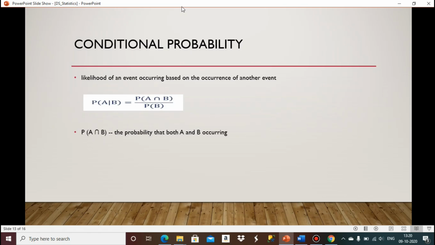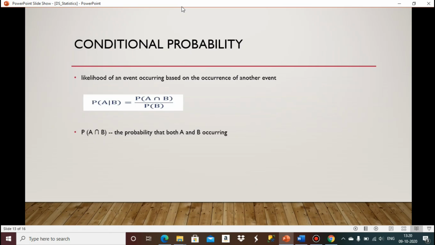Hello everyone, welcome back. We will continue our discussion on statistics in data science. We have already covered different measures: measures of central tendency, measures of variability, and measures of location. Now we are going to discuss conditional probability.